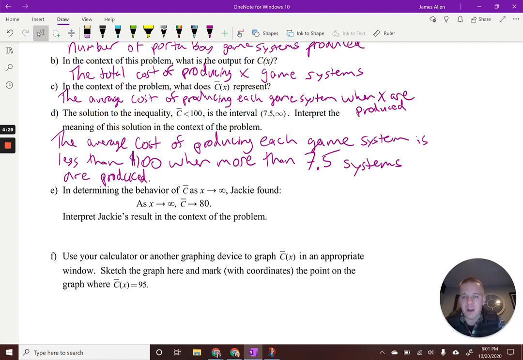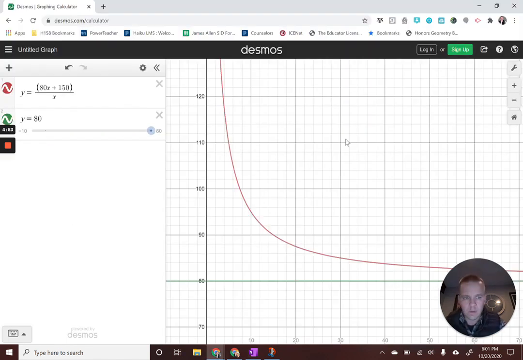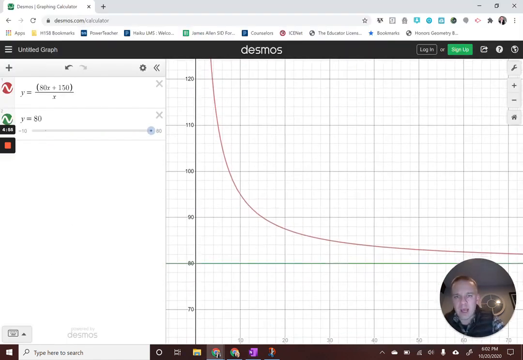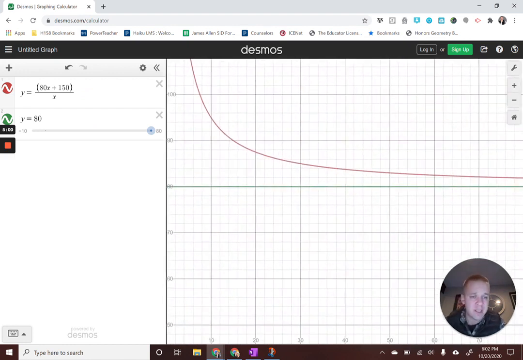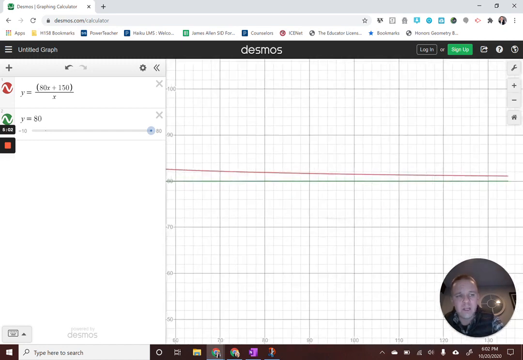In determining the behavior of C bar as x approaches infinity, Jackie found that as x approaches infinity, C bar approaches 80. Interpret Jackie's result in the context of the problem. So what does that mean exactly? As our function goes to infinity, we're approaching 80. So if I bring Desmos back up, there we are. I've got my red C bar function, and then that green line, that's the 80 that was referenced in there, right? It's approaching 80.